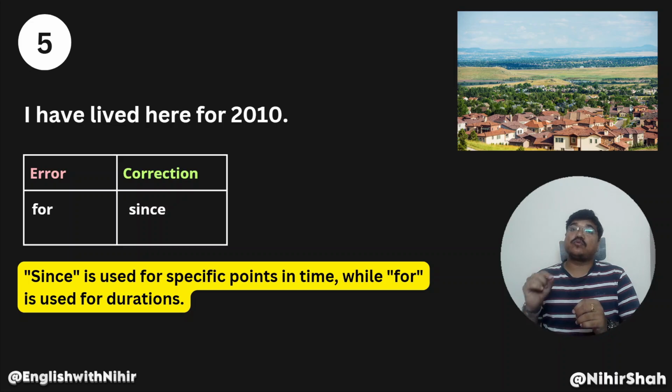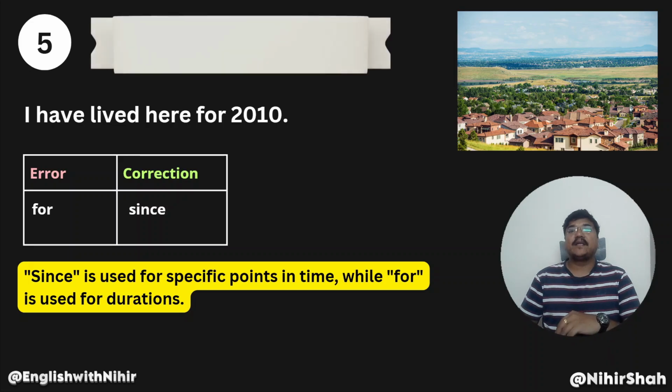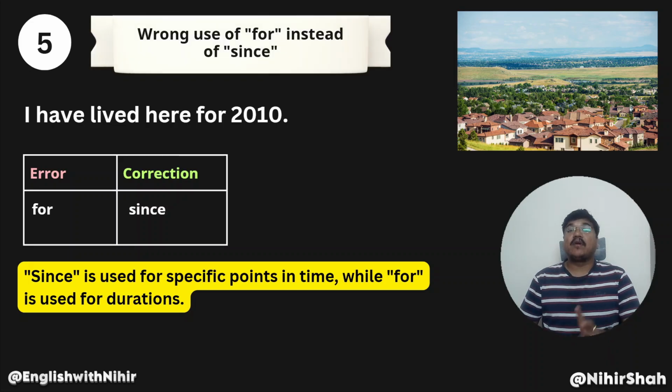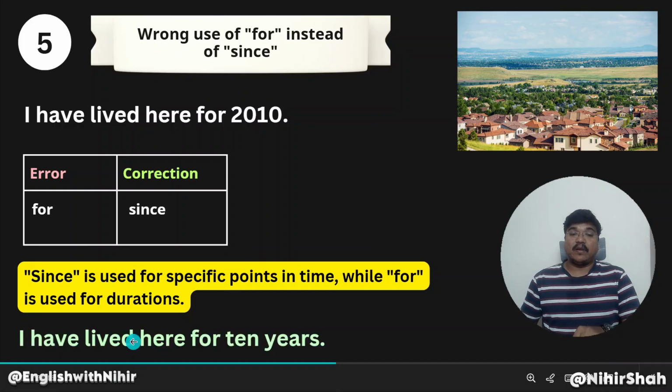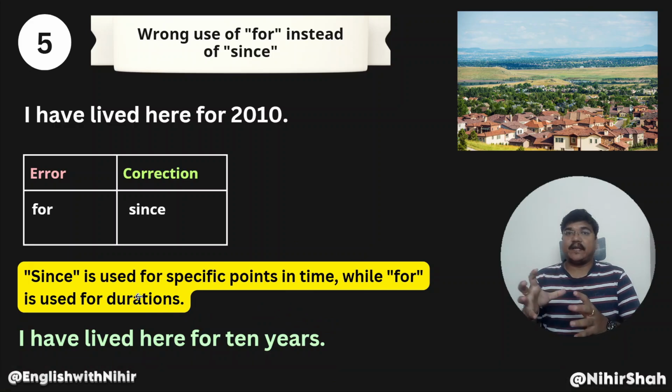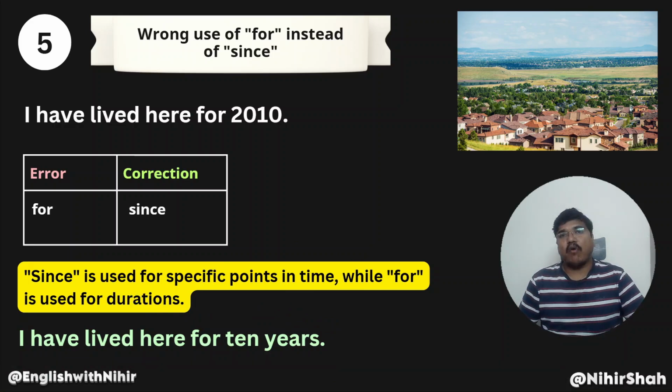But if you want to say that at a particular point you started something, in that case you have to use since. Okay, so this is mistake number 5, incorrect use of for and since. Let's see this example. Here we have used for and this is in correct sense. I have lived here for 10 years. See how we have used for here. For is used for duration. We have given a time span here. Okay, that's why we have used for.